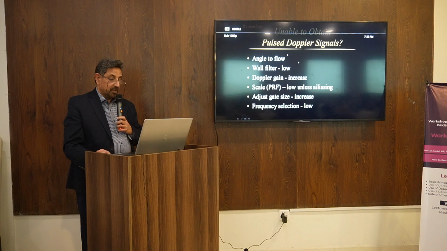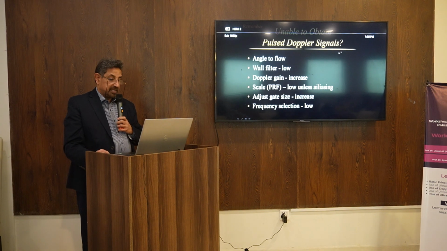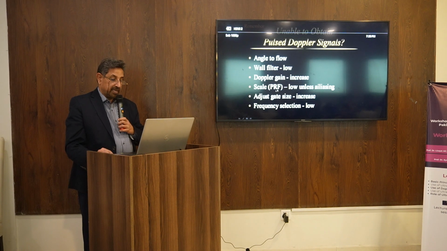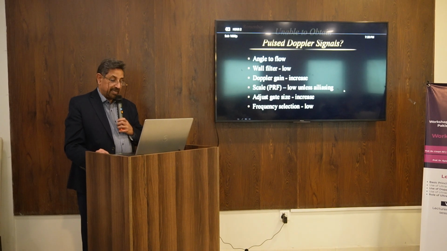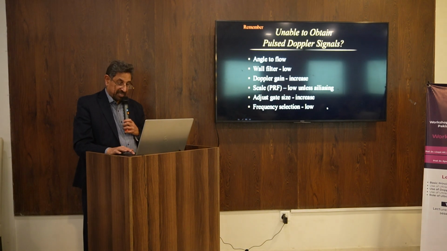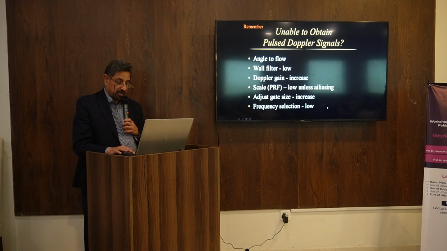Then angle, pulse Doppler signals. How can we get a good angle to flow? Wall filter, Doppler gain, scale low unless aliasing, adjust gate size and frequency selection. You can decrease that if you don't get proper PRF.